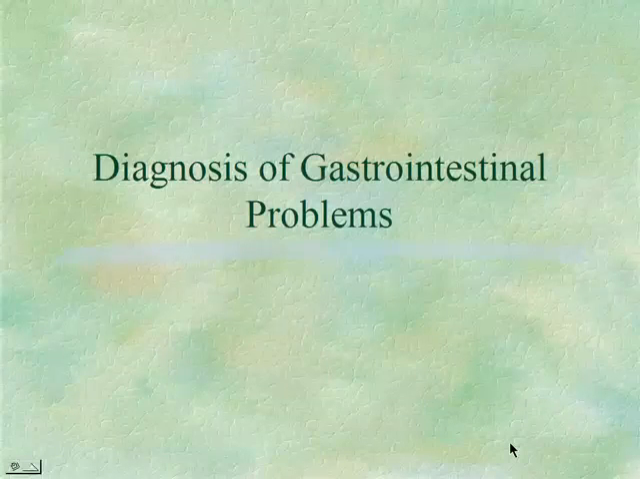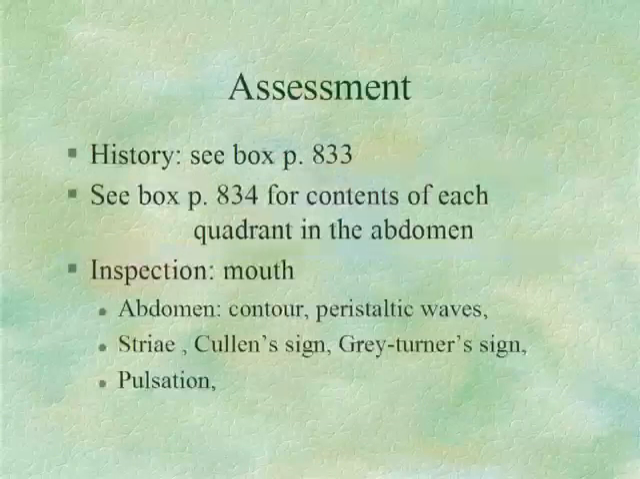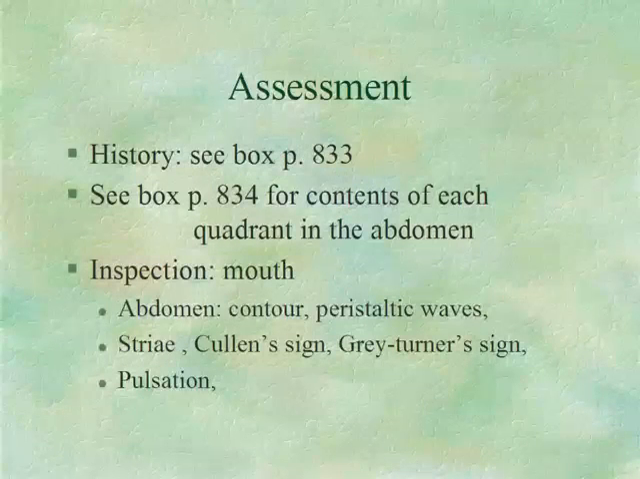Diagnosis of gastrointestinal problems. Now, we're not going to cover the normal chapter. You can do that on your own. That's chapter 32, pages 821 to 831. Assessment. History you'll find in a box on page 833. There's also a box on 834 that talks about the contents of what's in each quadrant of the abdomen, and you should know that.